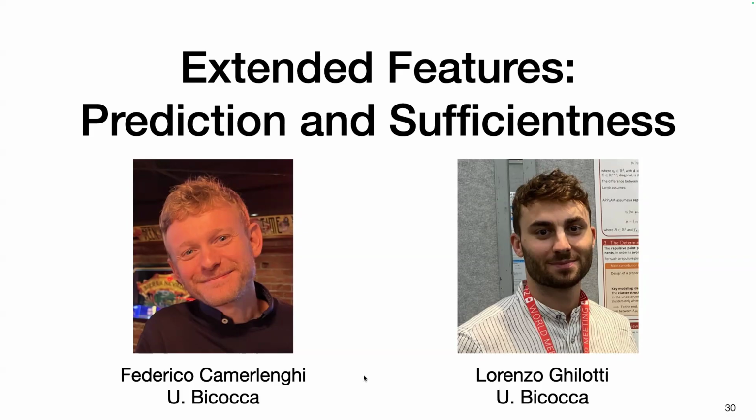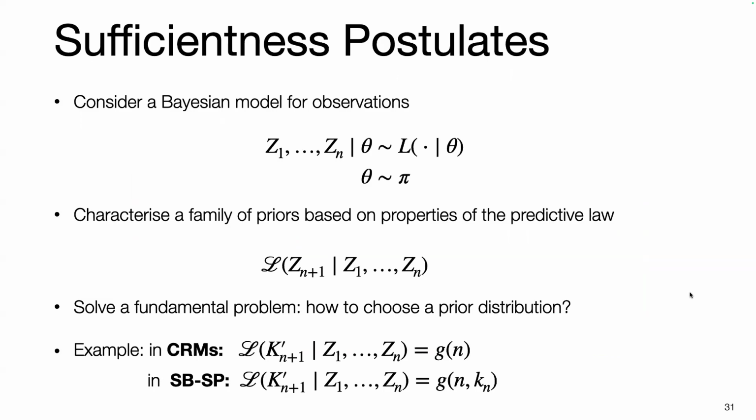where I will be talking about extended feature models and prediction. In particular, what we want to do is to develop sufficientness postulates for feature models. To understand what a sufficientness postulate is, consider a Bayesian model for some observations Z_i, which depends on some random parameter theta, which is given a prior pi. What we want to do is to characterize a specific prior distribution, or a family of prior distributions, based on some characteristics or properties of the predictive distribution induced on observation n+1.